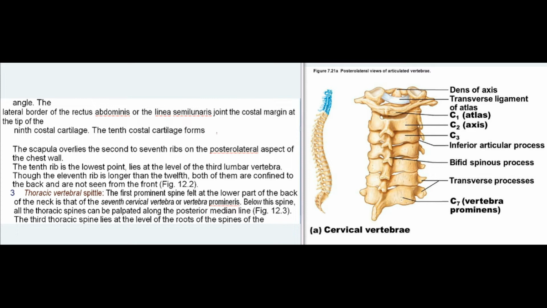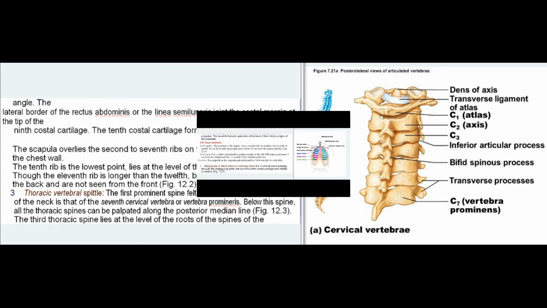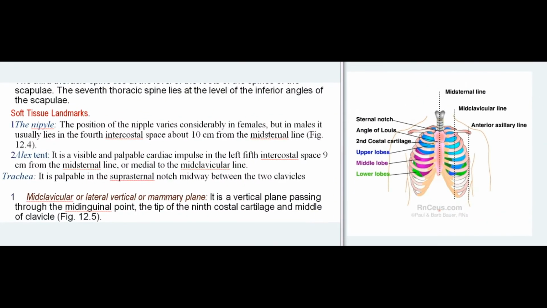3. Thoracic vertebral spines. The first prominent spine felt at the lower part of the back of the neck is that of the 7th cervical vertebra or vertebra prominens. Below this spine, all the thoracic spines can be palpated along the posterior median line, Fig 12.3. The 3rd thoracic spine lies at the level of the roots of the spines of the scapulae. The 7th thoracic spine lies at the level of the inferior angles of the scapulae.